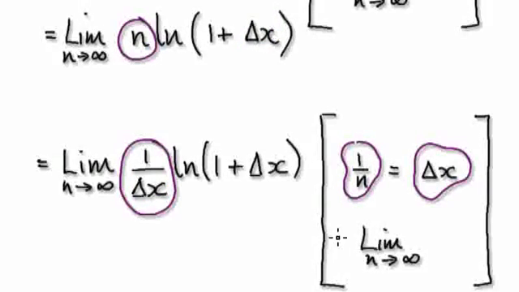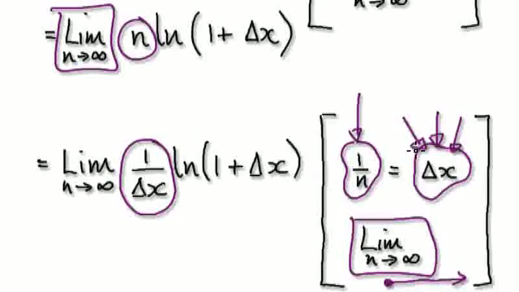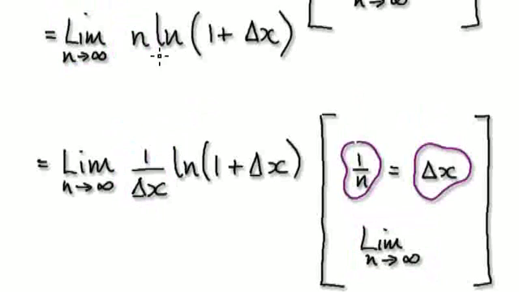Now let's look at this bit here. As n gets bigger and bigger, this thing here gets smaller and smaller, so this bit here will also get smaller and smaller. Now if this bit gets smaller and smaller, then this whole thing here will get bigger and bigger. Hang on, let's go back one step.